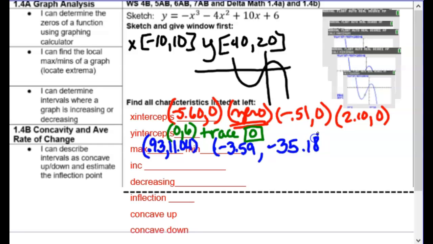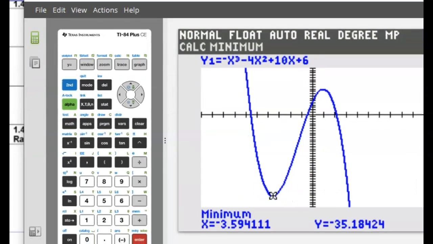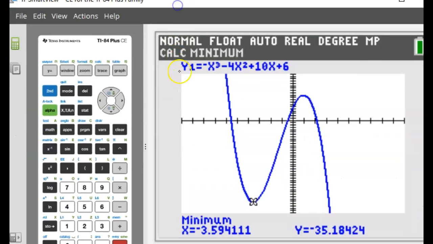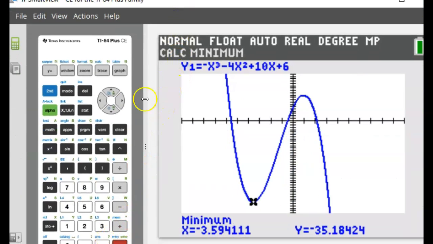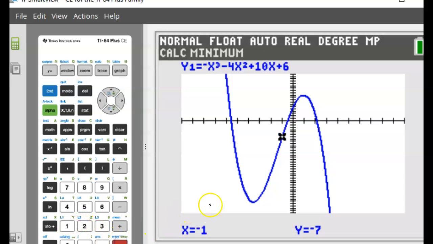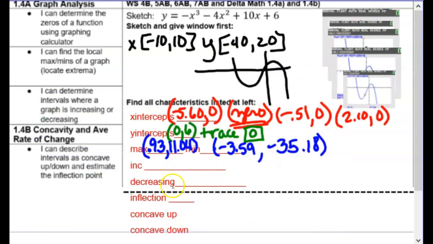Wait, 1.8, is that what I said? All right. Increasing, decreasing, and let me pick an inflection point for you. I'm going to pick something easy here, like -1. -1, -7 is what I'm going to pick for our inflection point. I give it to you on the quiz.